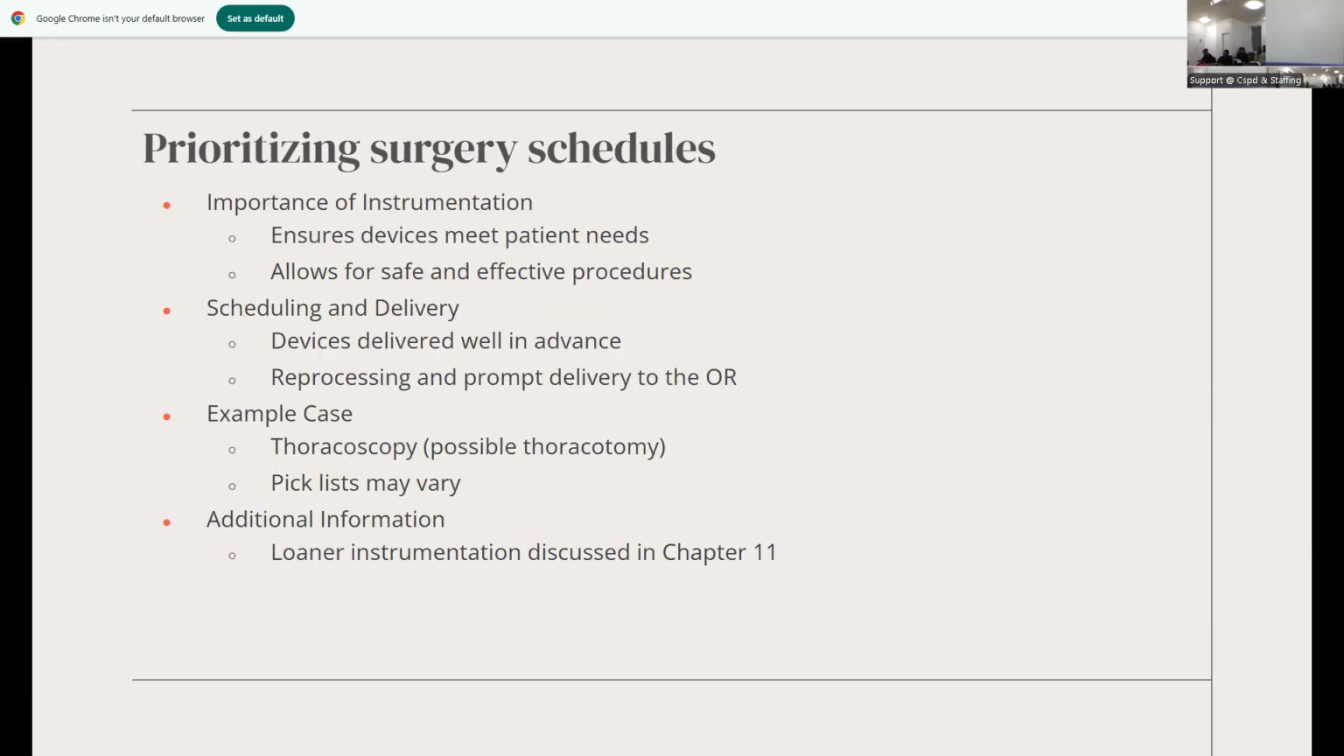Good. Prioritizing what? Schedules. The importance of instrumentation is that it ensures devices meet patient needs, allows for safe and effective procedures, scheduling and delivery. Devices are delivered well in advance. That's why I told you that for the cases, the instruments are picked the evening of the day before the surgery. So tomorrow, Monday, we'll pick cases for Tuesday. What about an emergency case? Emergency case is emergency.